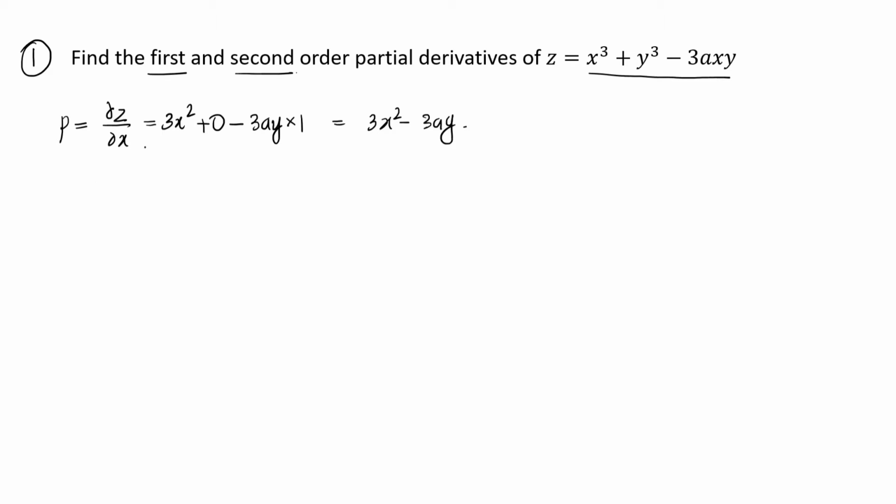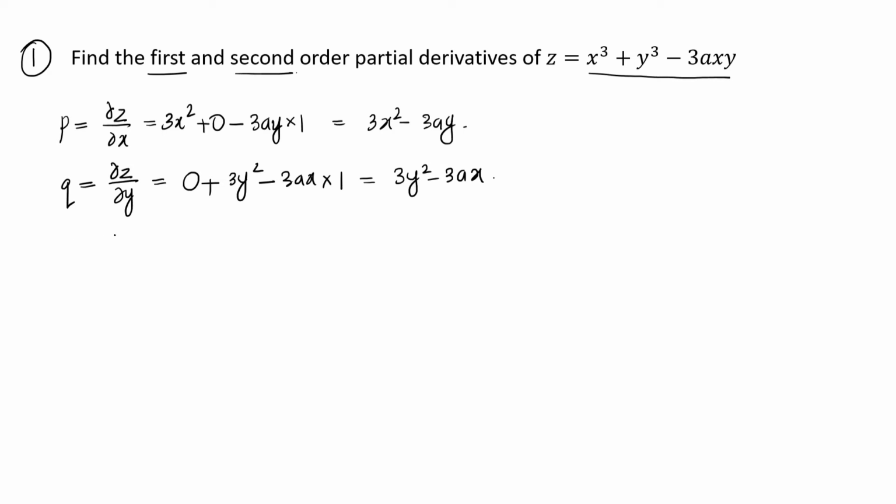Now the second first order derivative, that is dou z by dou y, is differentiating this expression with respect to y. X cube is a constant, therefore its derivative will be 0, plus derivative of y cube with respect to y is 3y square, minus 3ax is a constant, 3ax into derivative of y is 1. Therefore this will be 3y square minus 3ax. We will denote this dou z by dou y as small q. Okay, p and q.